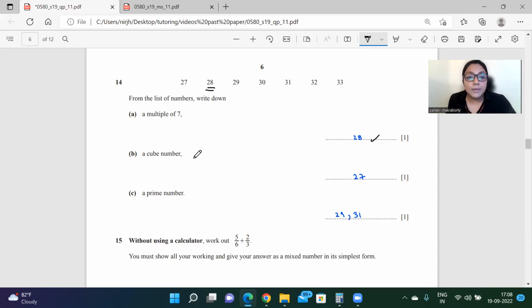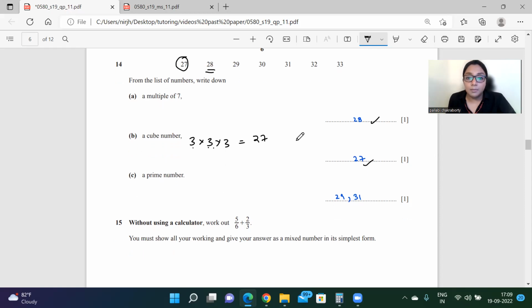So you see that 27 can be written as 3 times 3 times 3. That is the only number which is a cube number. This is what a cube number means. That is a number multiplied by itself 3 times will give you that number. If that number exists, that is called a cube number. So 27 is a cube number.